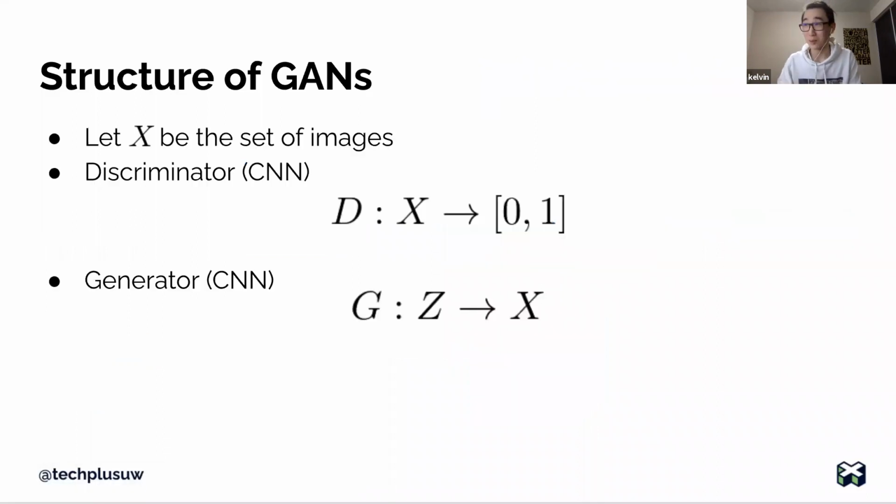Just a warning, there's going to be some math up ahead, but we've tried to tone it down to make it easy for you to understand. We're going to define X as our set of images. We can define the discriminator and the generator as two functions. The discriminator is a function that takes in an image and produces a prediction between 0 and 1, with 0 meaning we think this is a fake image, and 1 meaning we think this is a real image. The generator does the opposite. It takes in the noise vector, where Z is any noise vector, and produces an image.